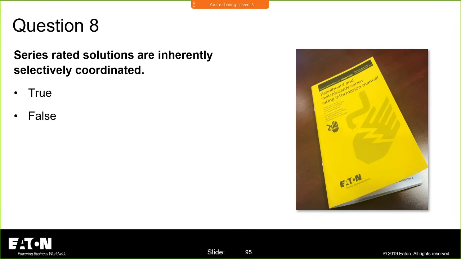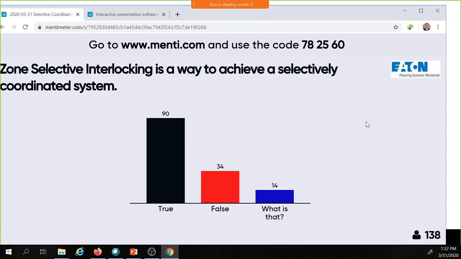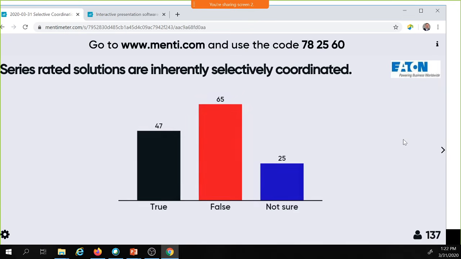Question number 8. Series rated solutions are inherently selectively coordinated. Boy, I can't wait to see the answer to this one. Series rated solutions are inherently selectively coordinated. 47 said true, 65 said false, 25 not sure, 137 respondents.